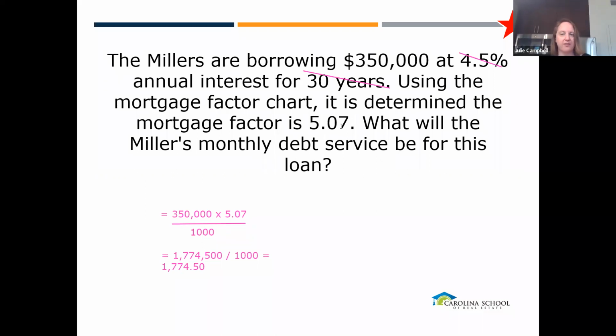Somebody did it different, but you got the same number. Perfect. Again, all you're going to have to do on a test is show me A, B, C, or D. So as long as you get the right answer.